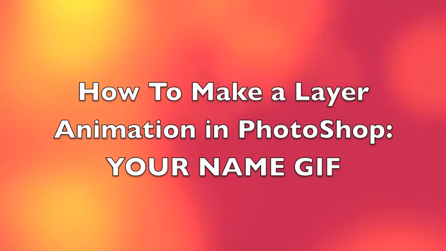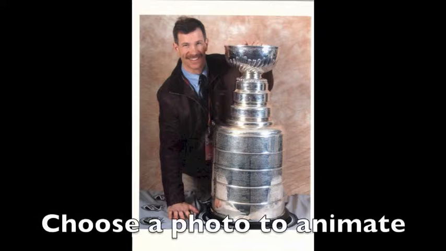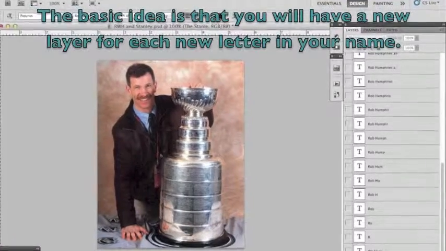In this project, we'll learn how to make a layer animation in Photoshop, and we'll do so by animating the letters in your name. You'll start by selecting a picture to animate. I chose a picture of my husband holding the Stanley Cup.